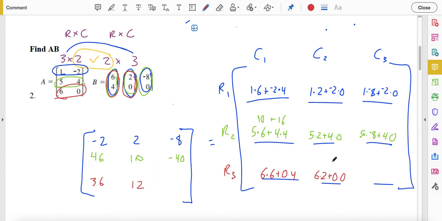And then finally, for this row 3, column 3, I take my row 3 and multiply by column 3. 6 times negative 8 plus 0 times 0, which is negative 48. And this right here is the solution, the final answer to this problem. AB equals this right here.